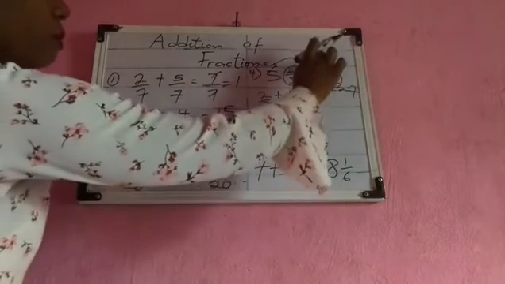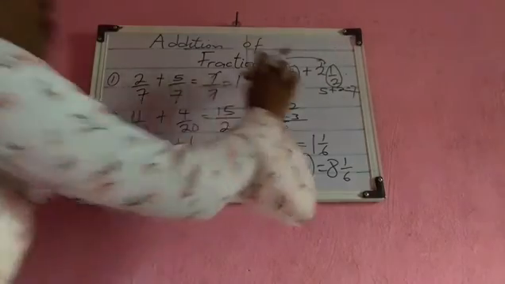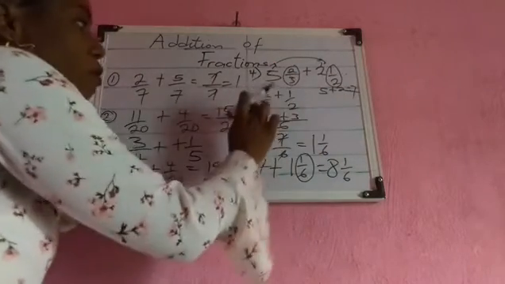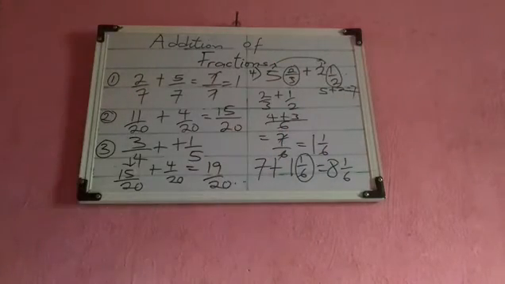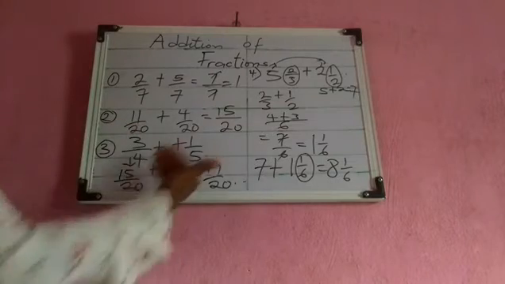5 whole number plus this 2 gives us 7. So you keep them separate. Then you remove this 2 over 3 and 1 over 2. You now bring them out. You bring them here: 2 over 3 plus 1 over 2. You bring them down. Then you go on with the steps I've already explained here.